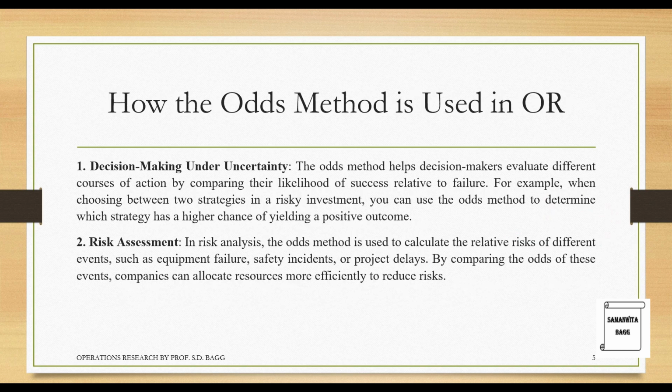How the odds method is used in OR? Decision making under uncertainty. The odds method helps decision makers evaluate different courses of action by comparing their likelihood of success relative to failure. For example, when choosing between two strategies in a risky investment, you can use the odds method to determine which strategy has a higher chance of yielding a positive outcome. So as I showed you the ratio, if you have two events, and if you want to decide which will have a better chance, the ratio will help you understand.